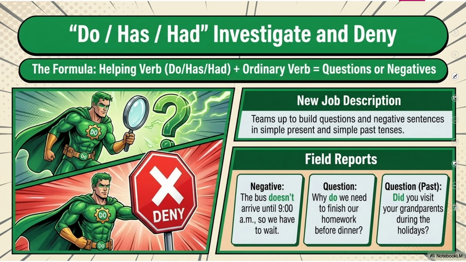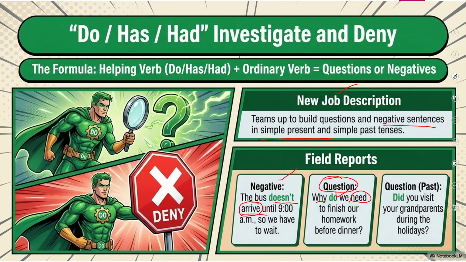In this, the new job description is to team up to build questions and negative sentences in simple present and simple past tense. In the negative, we use: the bus does not arrive. Here the main verb is arrive and does not is used as an auxiliary verb. When you have to raise a question, you just use this auxiliary verb at the start, after the question word. Why do we need to finish our homework before dinner?